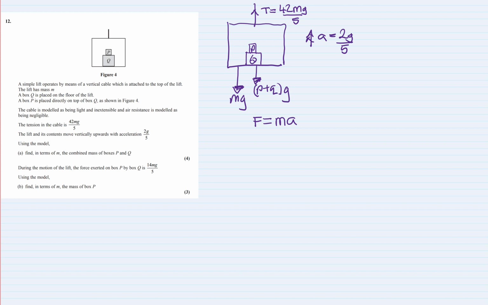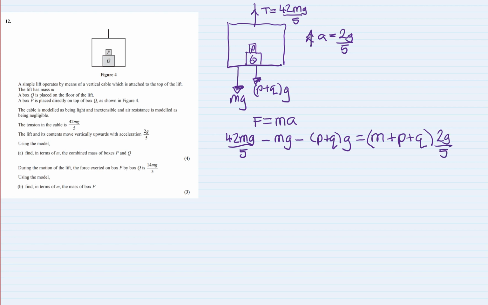So my force, if I'm thinking about going upwards, is the 42mg over 5, which is the tension in the cable, minus the weight of the lift, minus the combined weight of the objects within the lift. And that's going to be equal to the combined mass, which is m plus p plus q, times the acceleration, which is 2g over 5.